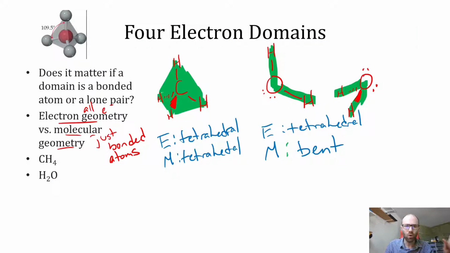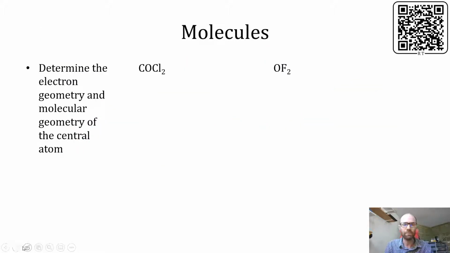Now there's more we could mention here. I'm not going to belabor the point too much. But just to make sure we're on the checkpoint here, for each of these structures, I want you to come back and figure out the molecular and electron geometry for each. We drew COCl2 already, and OF2.